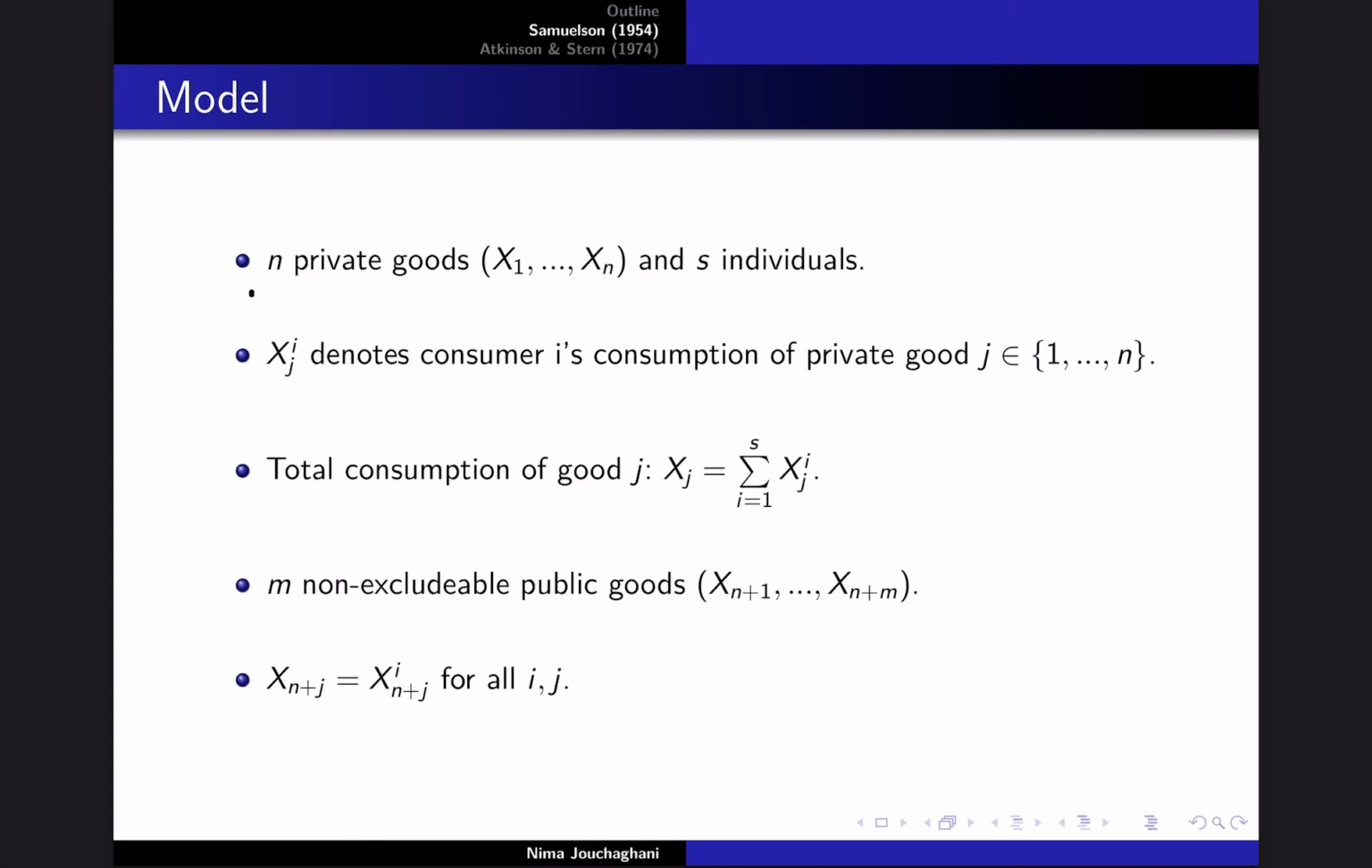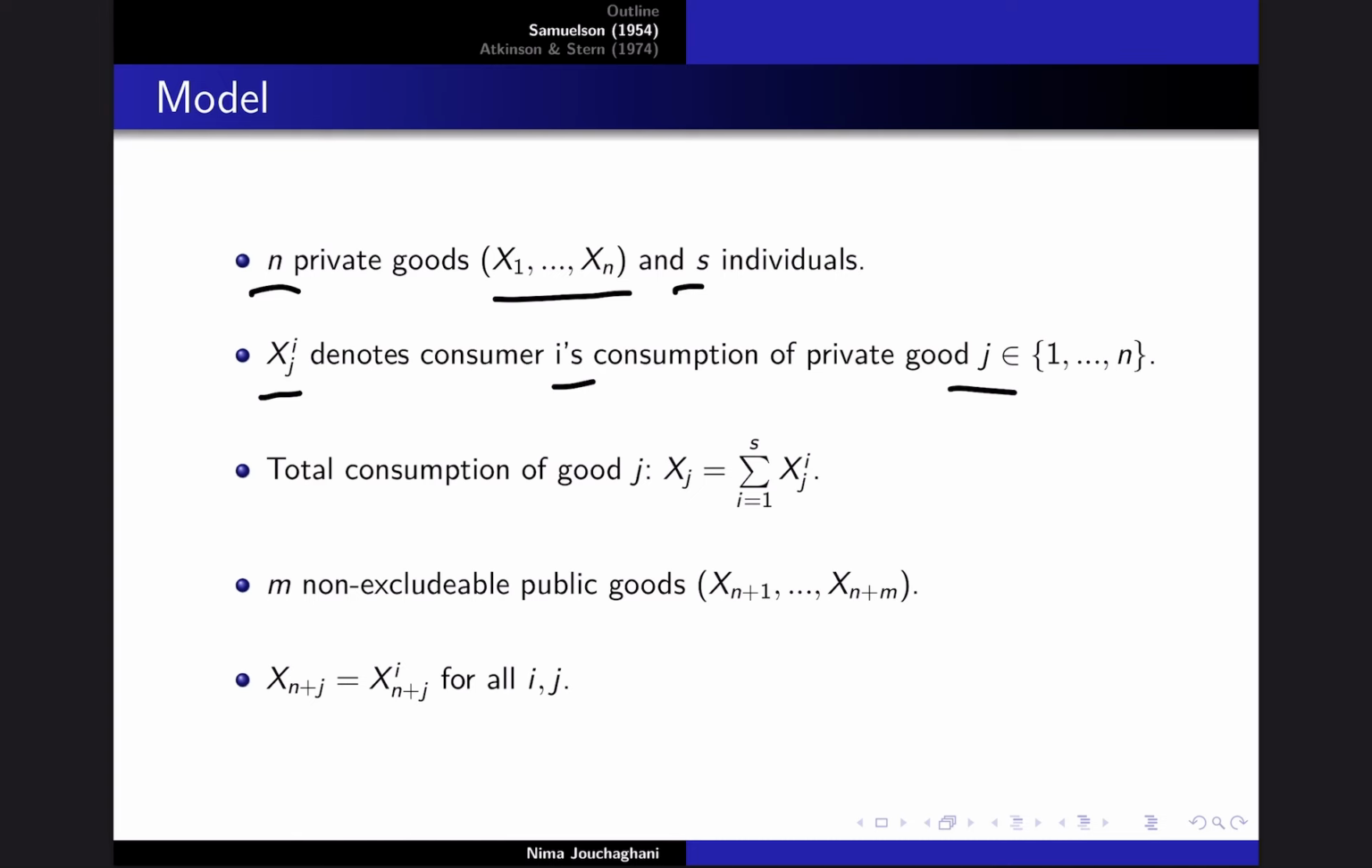So there are n private goods, denoted by capital X1 to capital Xn, and there are S individuals in the economy. So capital X with low index J and high index I denotes consumer I's consumption of private good J. So if we have an allocation, this is telling us the quantity of private good J that consumer I is consuming.